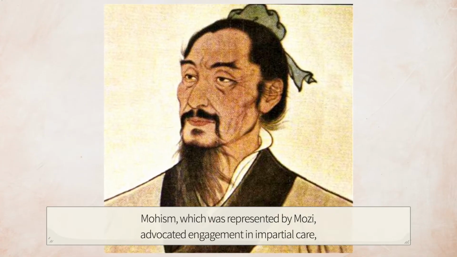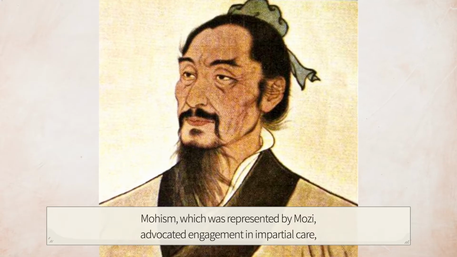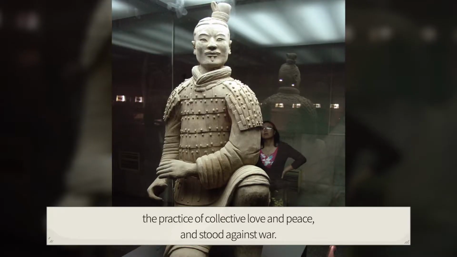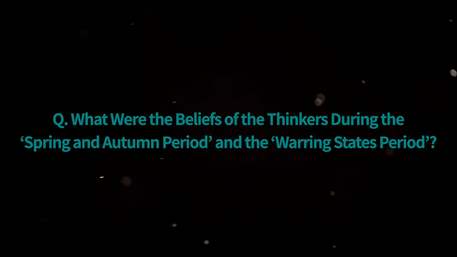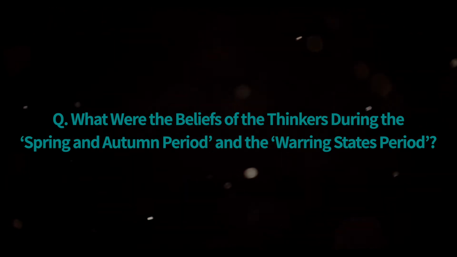Mohism, which was represented by Mozi, advocated engagement in impartial care, the practice of collective love and peace, and stood against war. What were the beliefs of the thinkers during the Spring and Autumn period and the Warring States period?